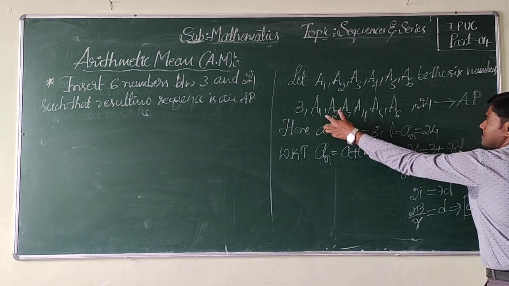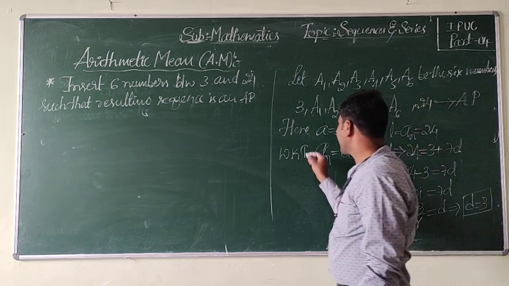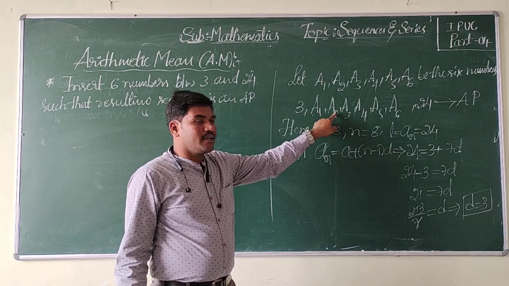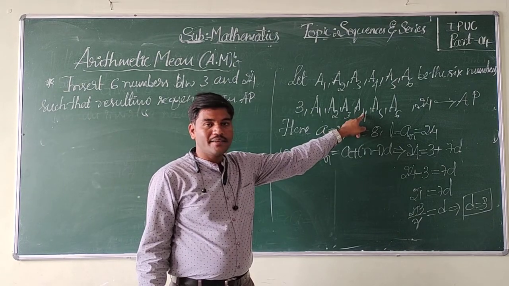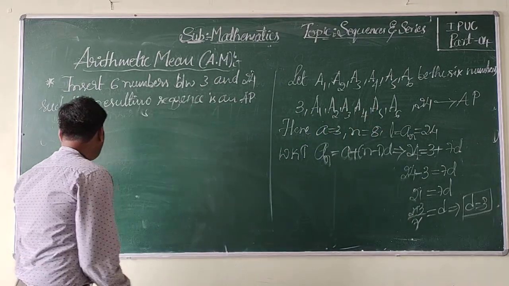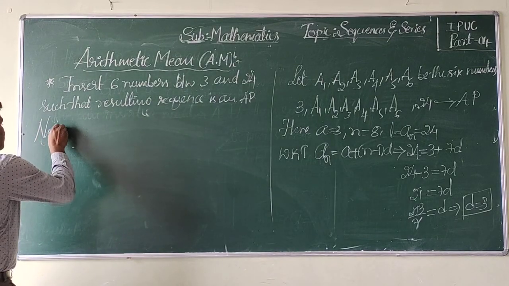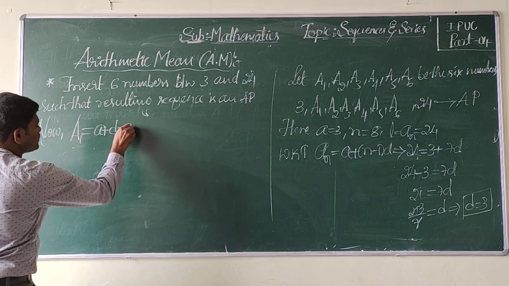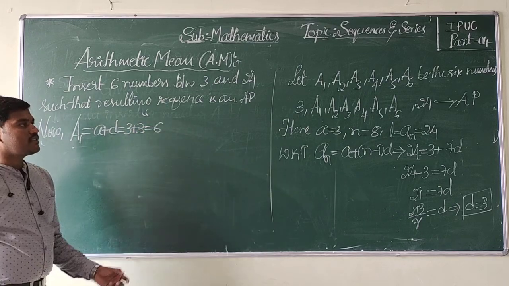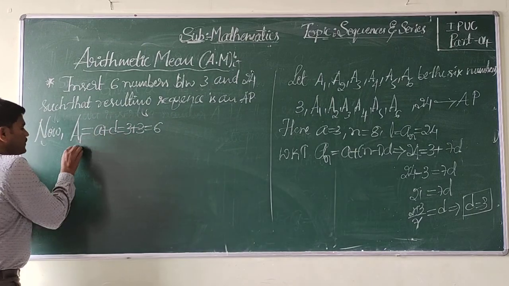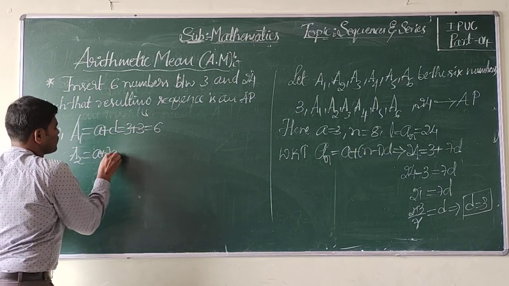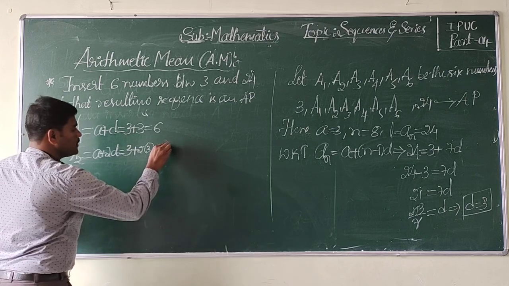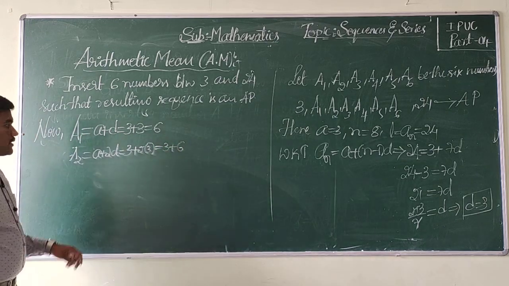Now find the 6 numbers. According to the AP, the first term is a, the second term is a plus d, the third term is a plus 2d, then a plus 3d, a plus 4d, a plus 5d, a plus 6d. Now, we require the 6 numbers. A1 is equal to a plus d, which is 3 plus 3, that is 6. A2 is a plus 2d, which is 3 plus 2 into 3, that is 3 plus 6, equal to 9.